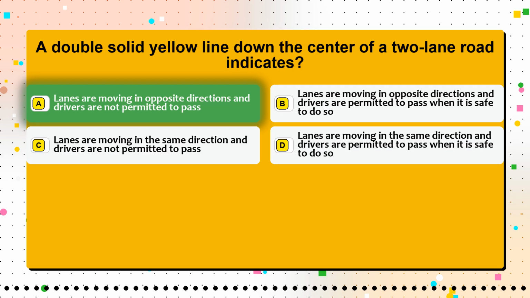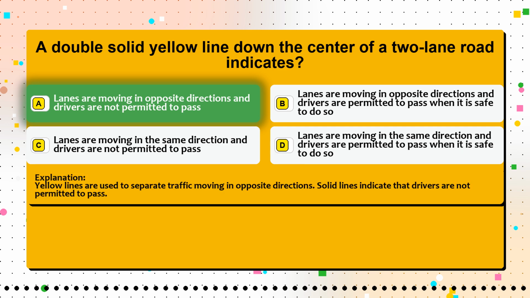The correct answer is option A. Lanes are moving in opposite directions and drivers are not permitted to pass. Yellow lines are used to separate traffic moving in opposite directions. Solid lines indicate that drivers are not permitted to pass.